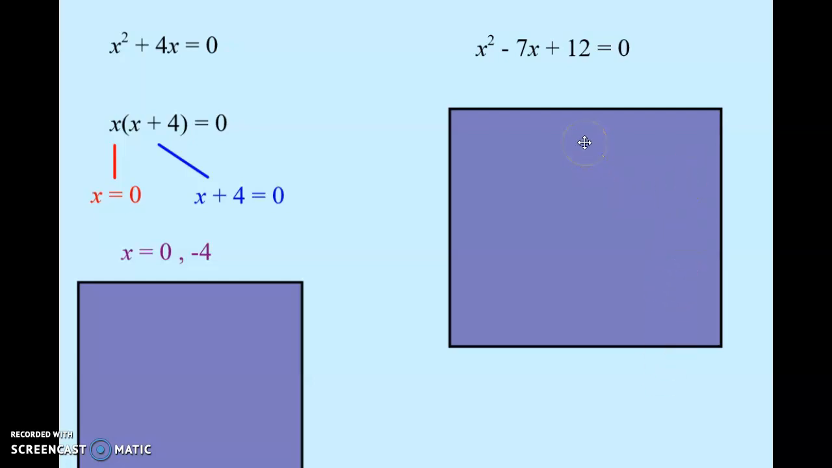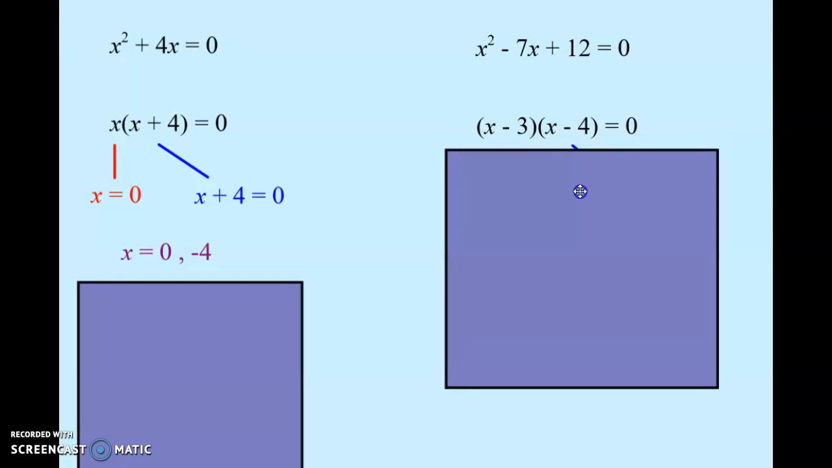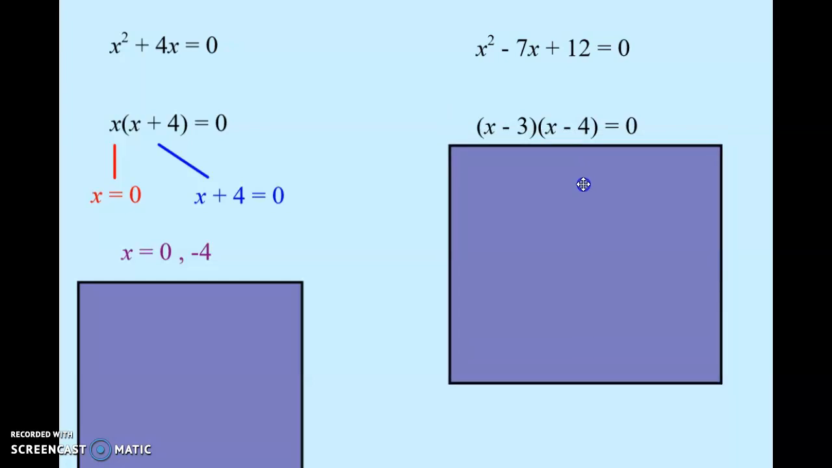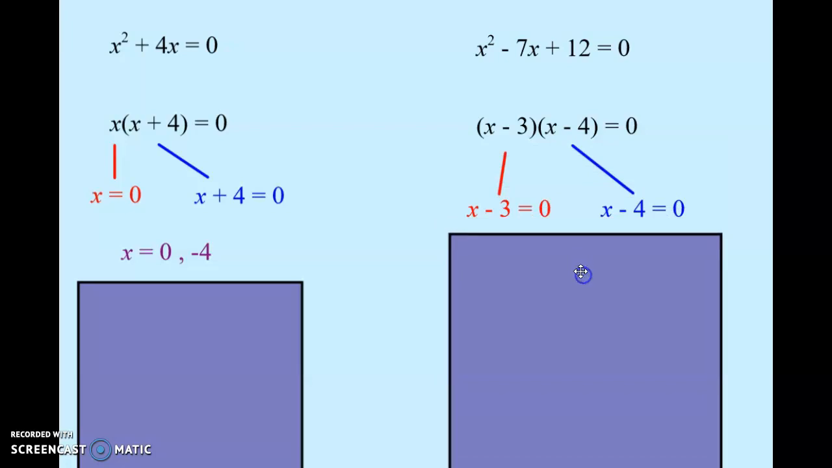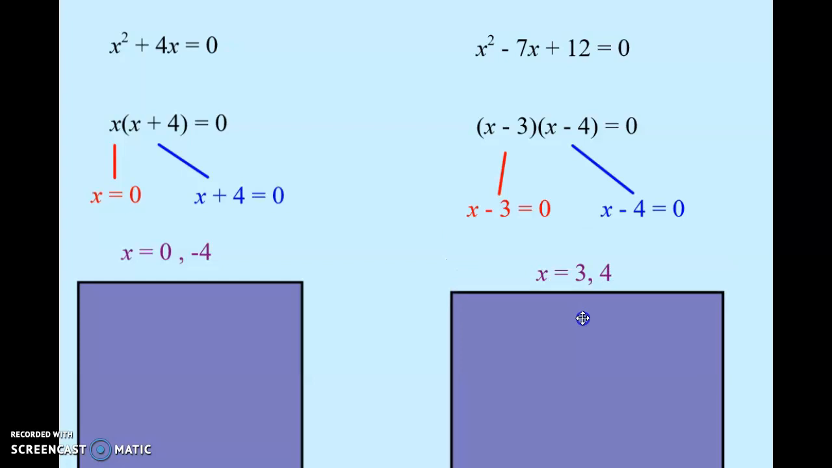Look at this one. Standard form, yes. No greatest common factor. We're going to factor it first. Once we do that, we're going to set each factor equal to 0 and then solve those two little equations. So x equals 3 and 4.